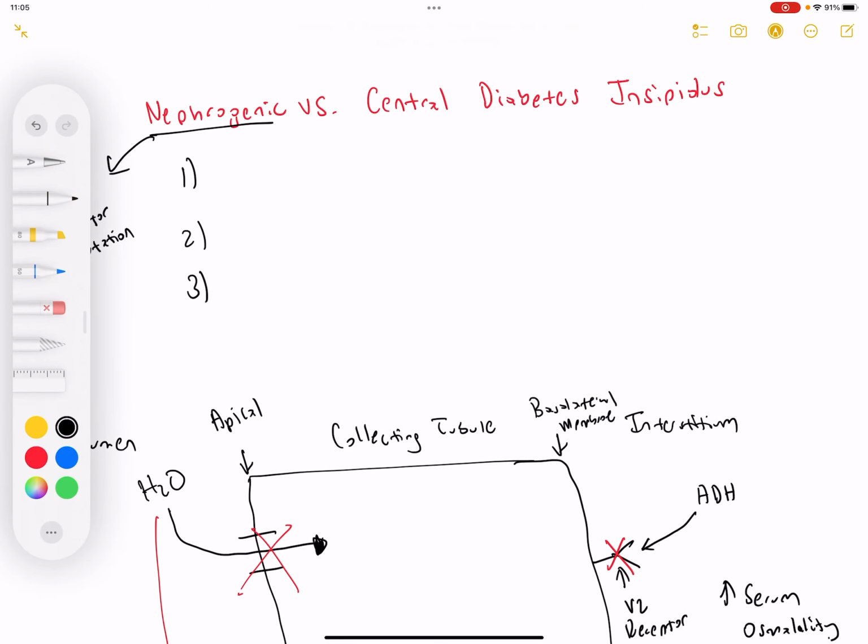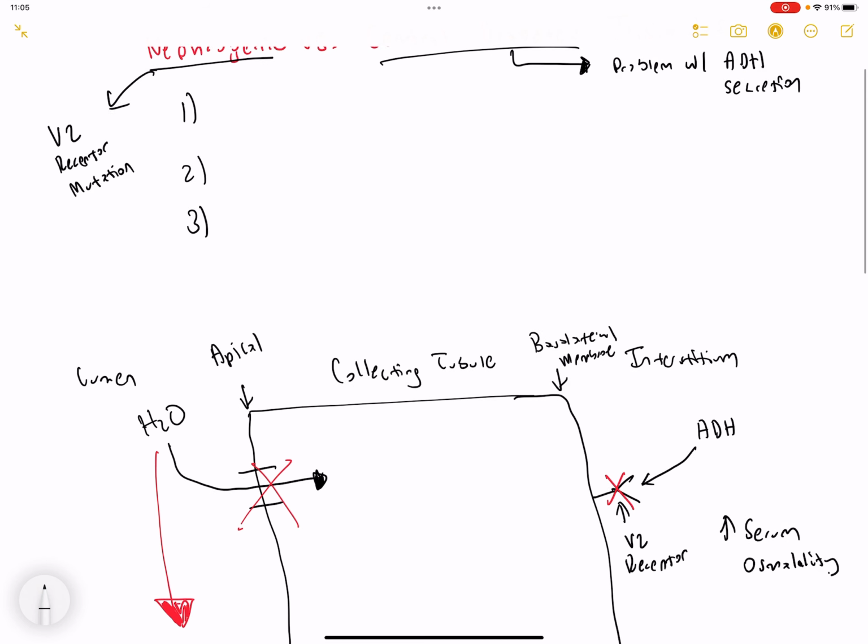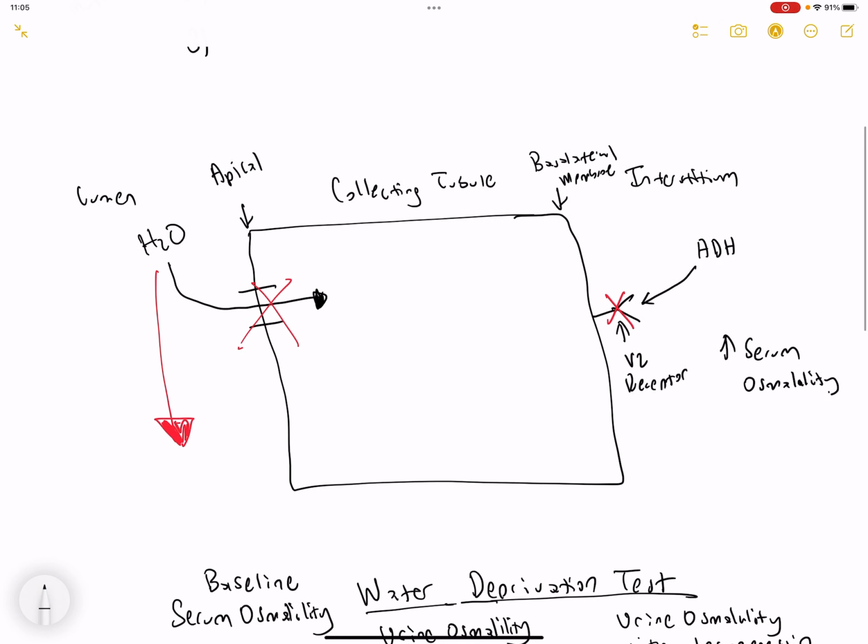With central diabetes insipidus, what happens is there's a problem in the central nervous system. So central for the central nervous system, where the posterior pituitary is not able to secrete antidiuretic hormone. So it's a problem with antidiuretic hormone secretion. So because we have low levels of the antidiuretic hormone, we're not going to be able to put aquaporins on the apical surface. As a result, we're going to be losing water.